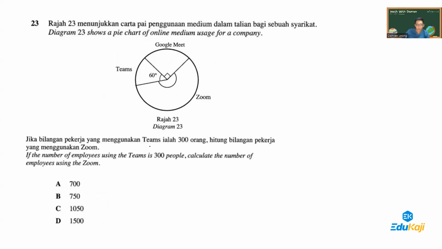So again, I can use the proportion method. Let's find the angle of people using Zoom. I take 360 minus 60 minus 90, which is 210 degrees.